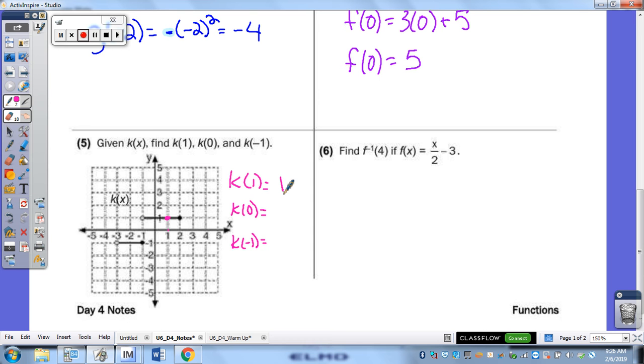Now we want k of 0. So we're going to go to where x is 0, which is right here. Find my graph up here at 1 also. And then the last one, k of negative 1. So I'm going to go to where x is negative 1. Does that open circle value count? No, it's open circle. That value doesn't count. So that means k of negative 1 is actually going to be down here at negative 1. So you just got to find where the graph is at those x values.